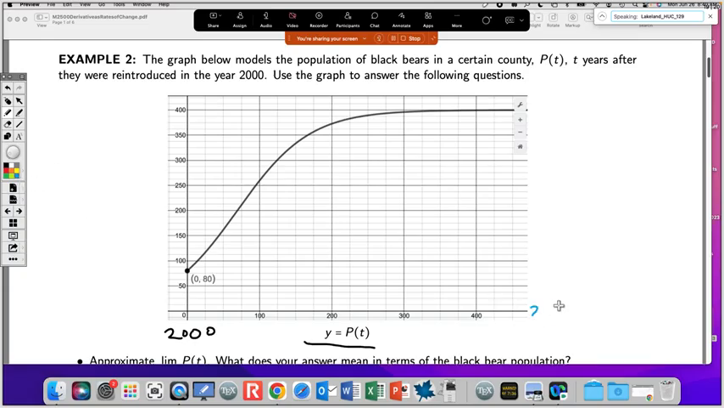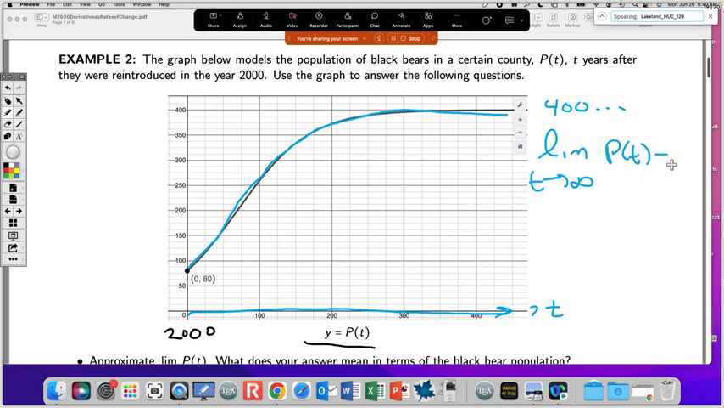So here's the t-axis down here. Here's t going off to infinity. Where does that curve look like it's going to level off at? Leveling off at what? Yeah, 400. Okay. Looks to be 400. Is everyone cool with that? Graphically, that's called a what? Yep, that's your horizontal asymptote.